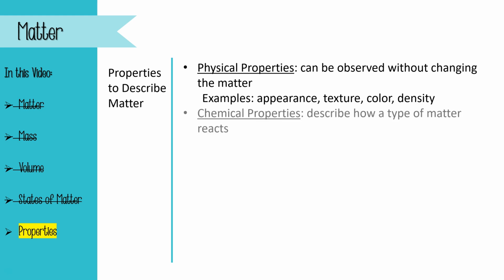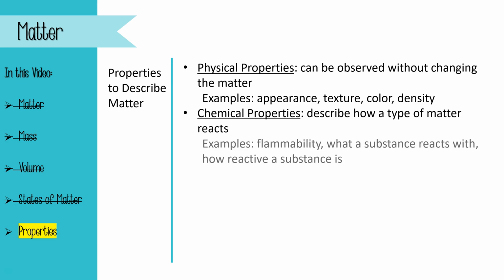To contrast that, we have chemical properties. Chemical properties describe how some kind of matter reacts. So, for example, you can light something on fire and see how flammable it is. However, when you do this, you're changing what it is. You're taking it from that substance into smoke and ash. So, unlike physical properties, to observe a chemical property, we need to change what the matter is.